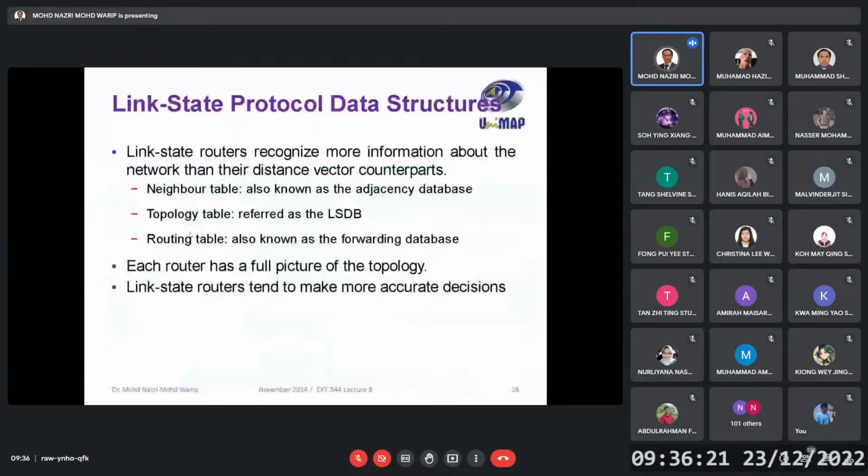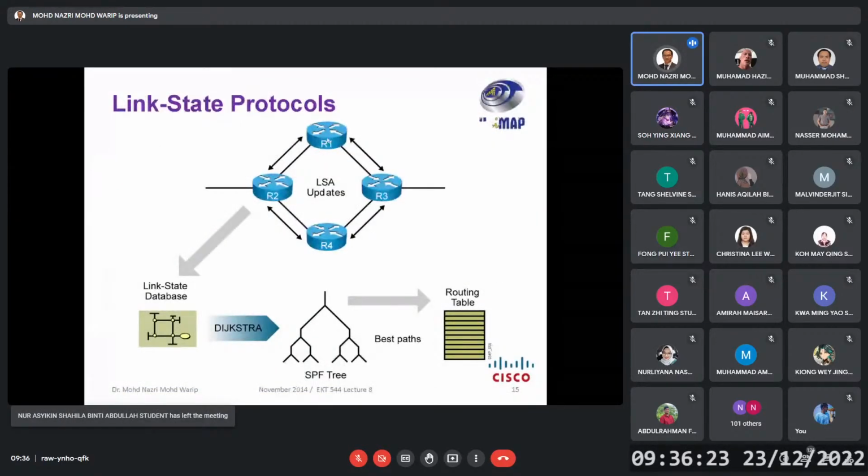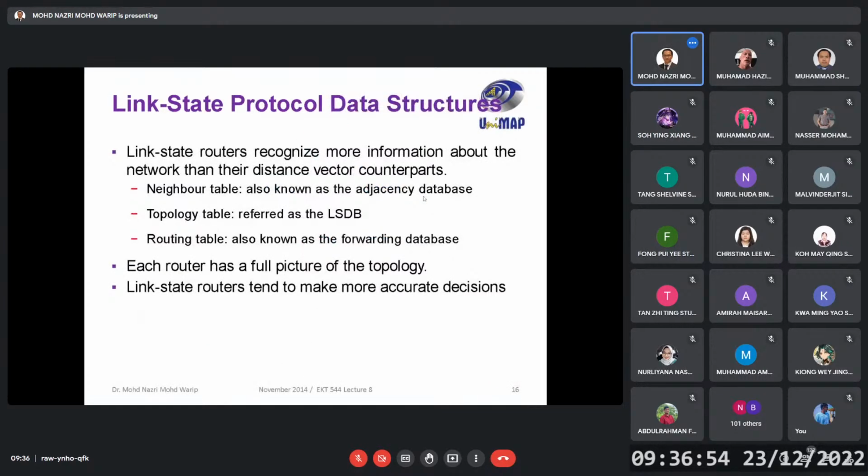So let's say you have Kangar, Alor Setar, Butterworth, Ipoh. Let's say in Alor Setar the router goes down, or maybe there's a link problem here. What happens? All the routers will get the information that the router in Alor Setar is down, meaning the link state is down. So you get all the information for all routers connected to this topology.